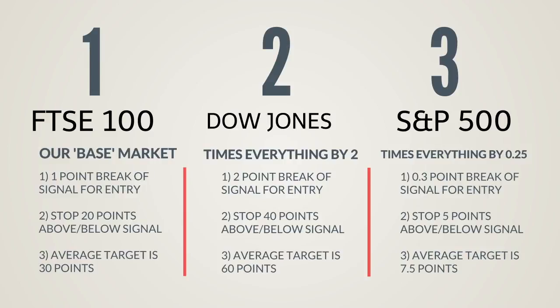So on the Dow Jones, our entry would be a 2-point break of a signal. Our stop would be 40 points above or below our signal, and our average target would be 60 points. For the S&P 500, we would enter on a 0.3-point break of a signal. Our stop would be 5 points above or below our signal, and our average target would become 7.5 points.